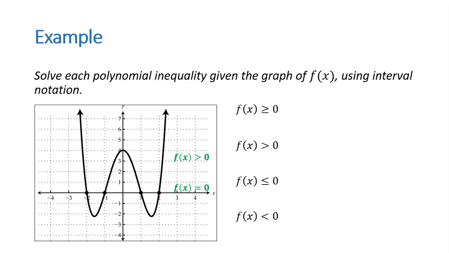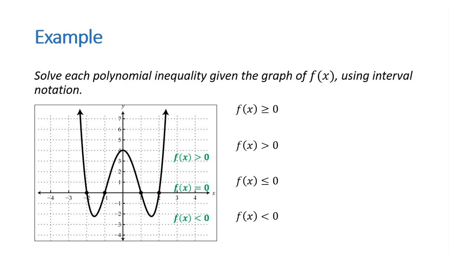So any x value that has an output above the x-axis solves the inequality f of x is greater than 0. And then similarly, any x value that gives us an output that's below the x-axis solves the inequality f of x is less than 0.